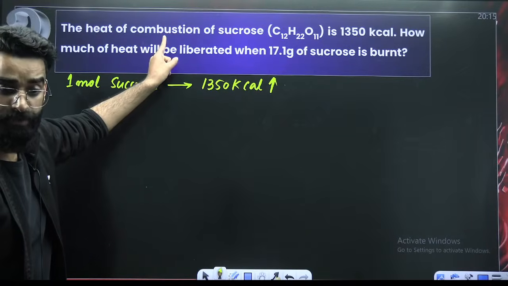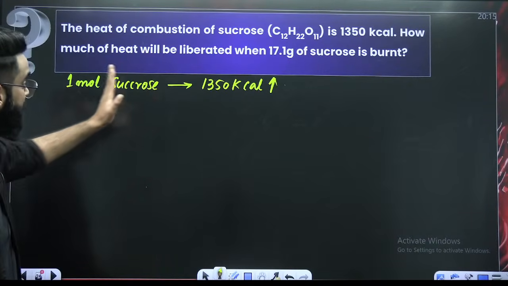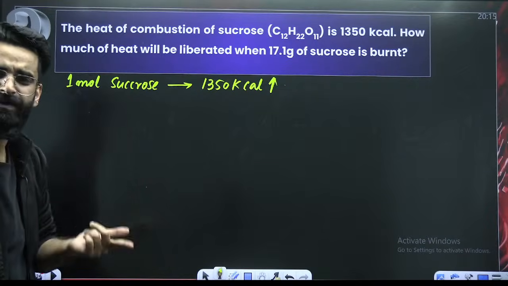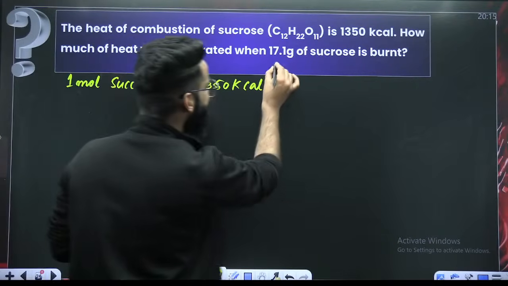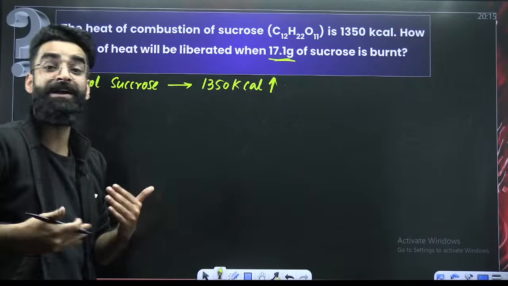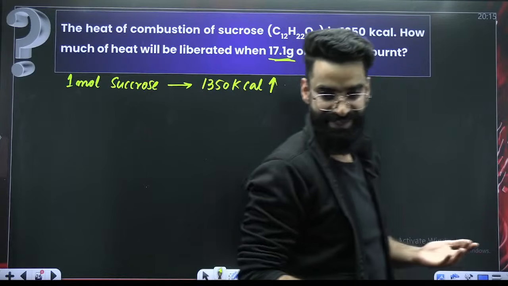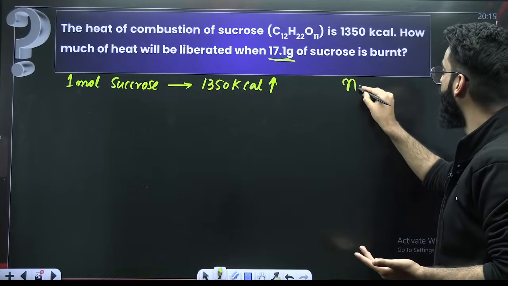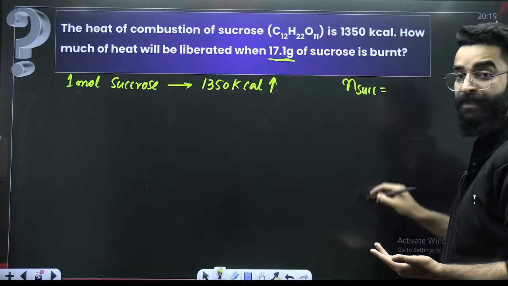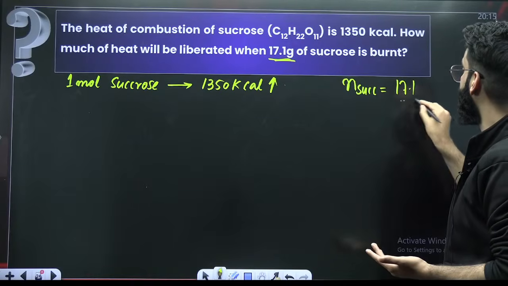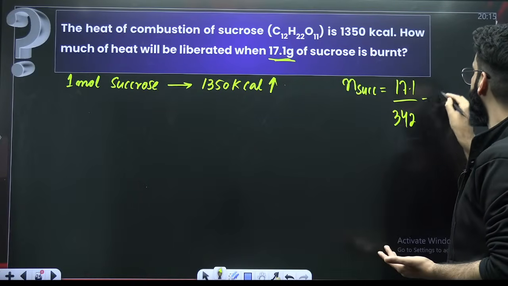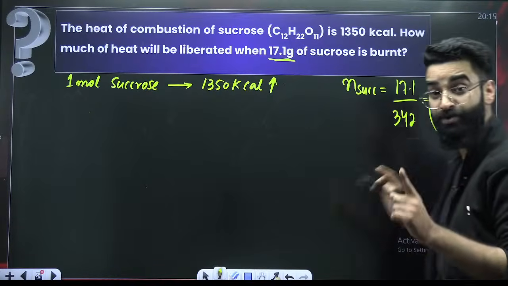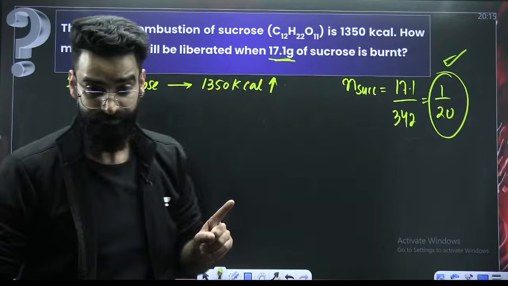Heat of combustion of sucrose is given. That means when 1 mole of sucrose undergoes combustion, this much heat is released. But as per the question, 17.1 grams of sucrose are undergoing combustion. That means how many moles of sucrose are undergoing combustion? Mass of sucrose divided by molar mass of sucrose. So 1 by 20 moles of sucrose are undergoing combustion as per the question.